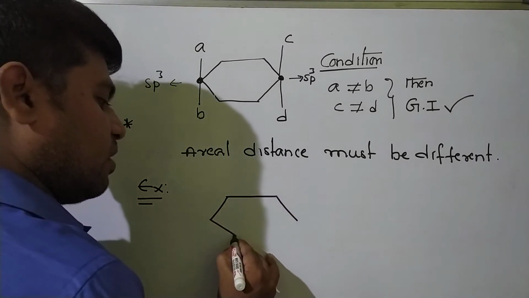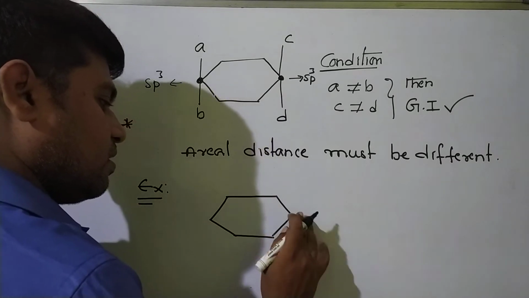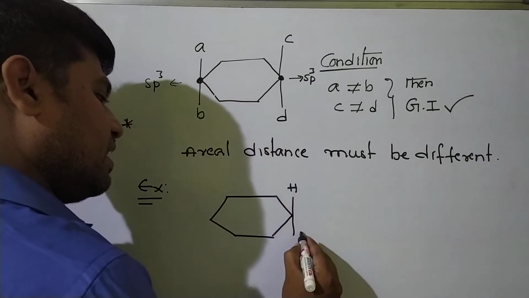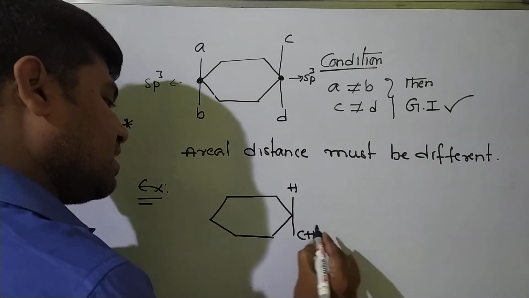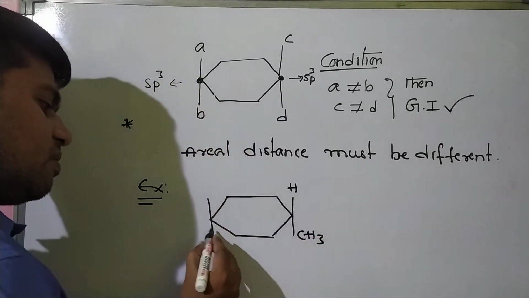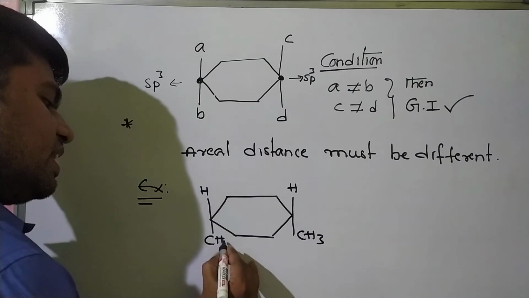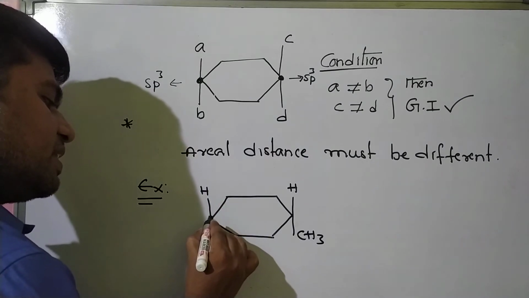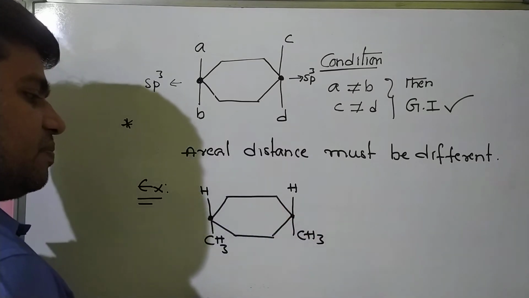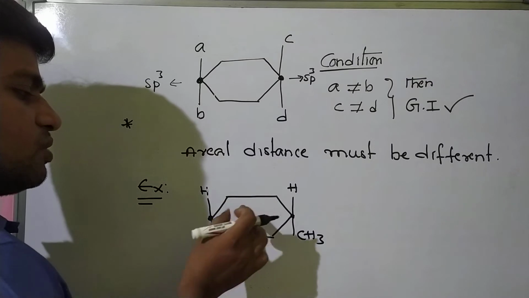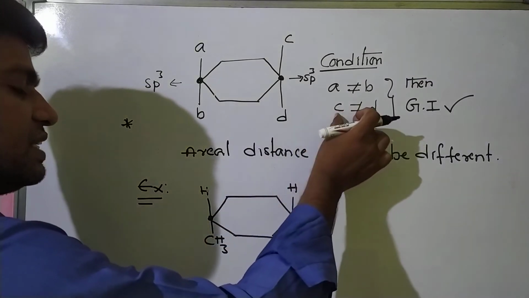So this is cyclohexane. Okay, here a hydrogen atom is there, here a methyl group is there. So at this carbon atom, again a hydrogen atom and one methyl group. So this is sp3, this is sp3. These two groups are different, these two groups are different. So this compound fulfills this condition.